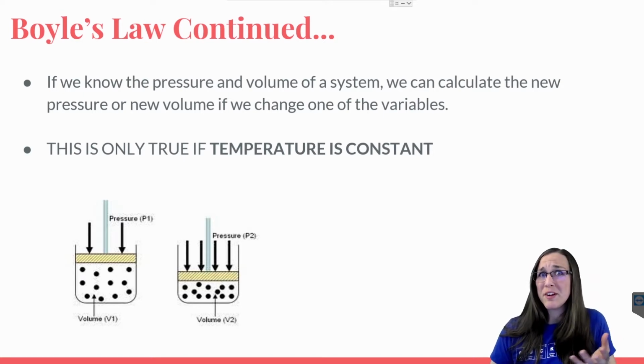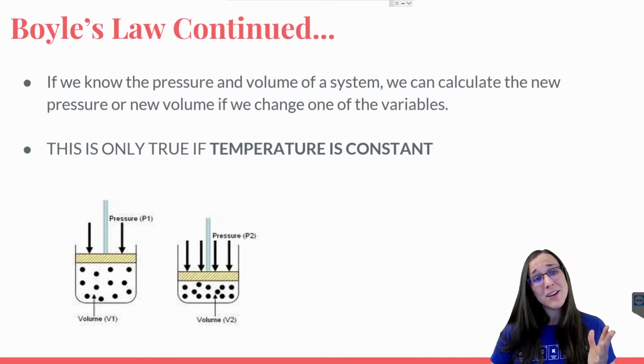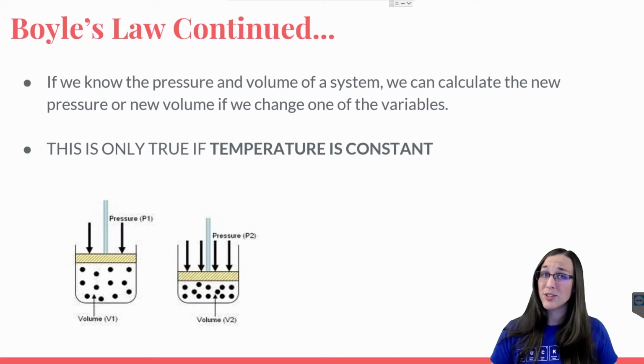The temperature is going to vary vastly between here in Virginia and Alaska. So we can say then that Boyle's law is only going to be maintained or held true if the temperature is held constant.